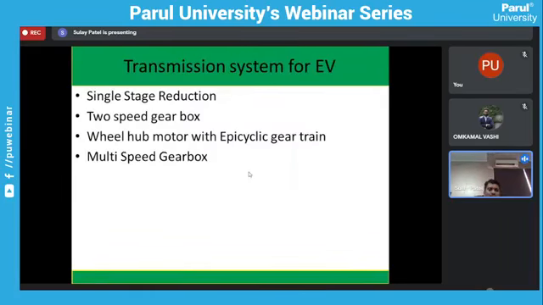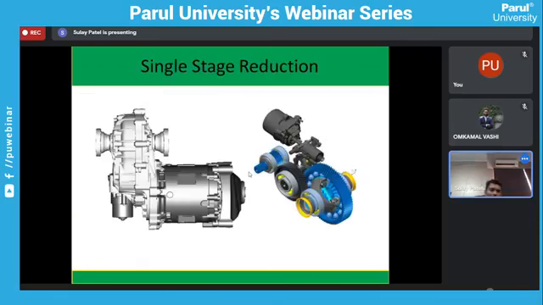Now, the transmission system of electric vehicles. Generally, single speed reduction gearboxes are used in the majority of vehicles. In a few vehicles, two-speed gearboxes are used. In a few two wheelers, you will find wheel hub motors with epicyclic gear trains. So this is a single speed reduction.